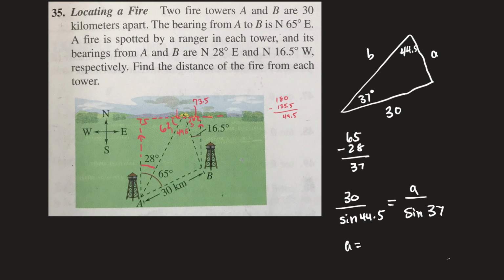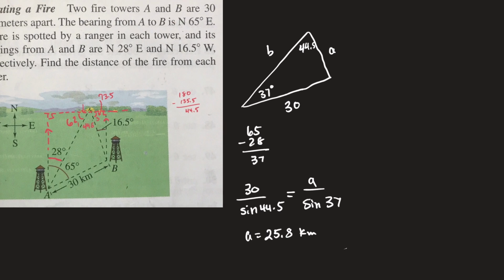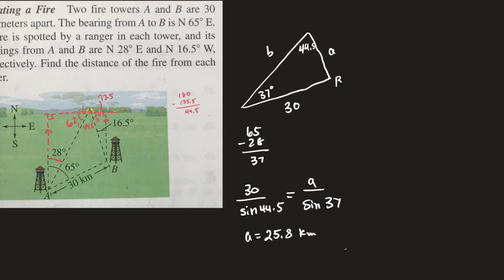So A is equal to 25.8 kilometers, rounded up to a tenth. In order to solve the other piece here, we're going to have to find angle B, which leaves us at 98.5 degrees. So we'll set up law of sines again.